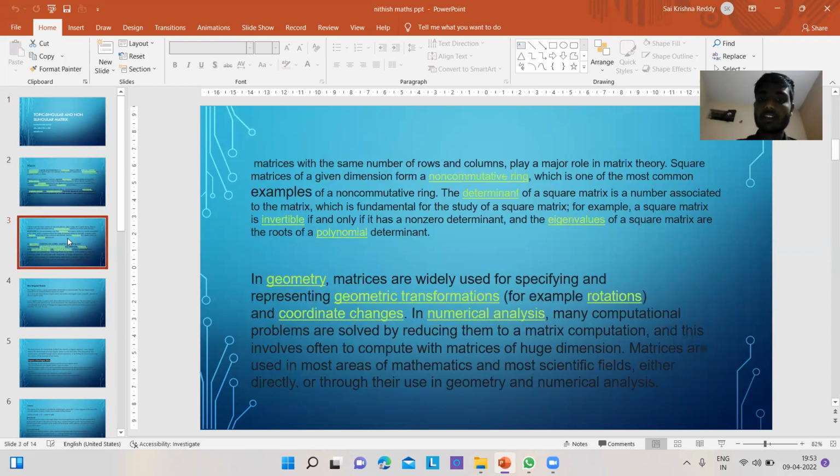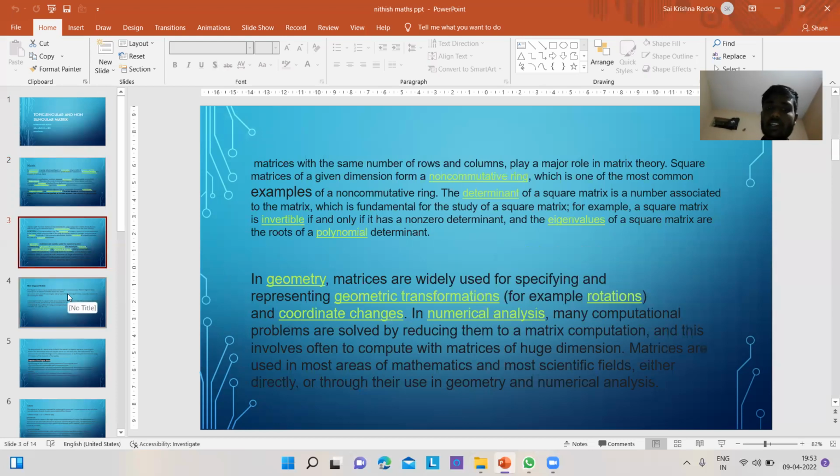Matrices with the same number of rows and columns play a major role in matrix theory. Square matrices of a given dimension form a non-commutative ring, which is one of the most common examples of a non-commutative ring. The determinant of a square matrix is a number associated to the matrix, which is fundamental for the study of a square matrix. For example, a square matrix is invertible if and only if it has a non-zero determinant, and the eigenvalues of a square matrix are the roots of a polynomial determinant.